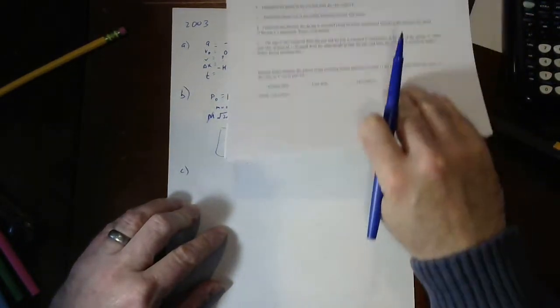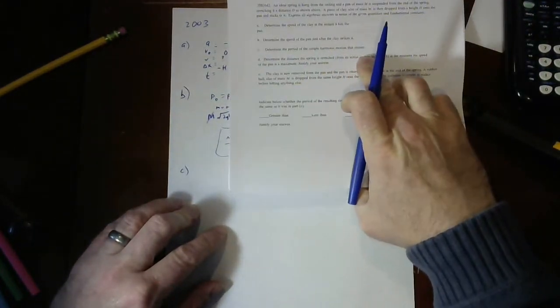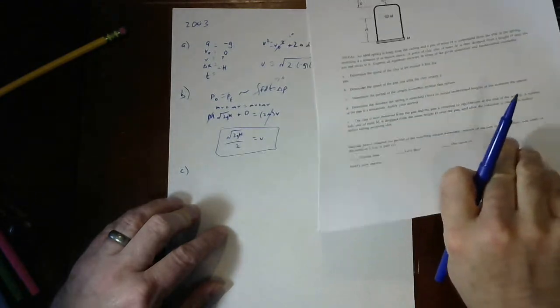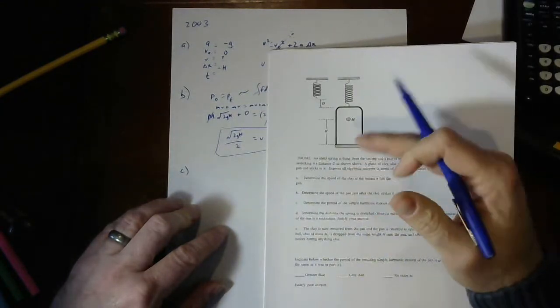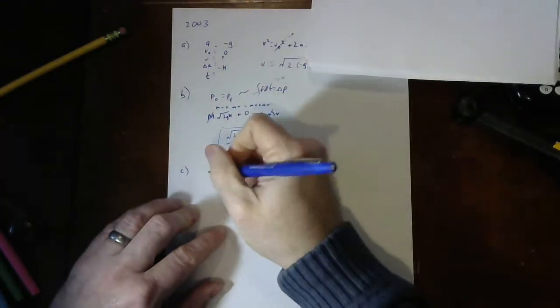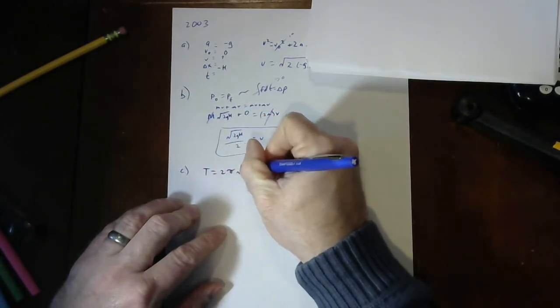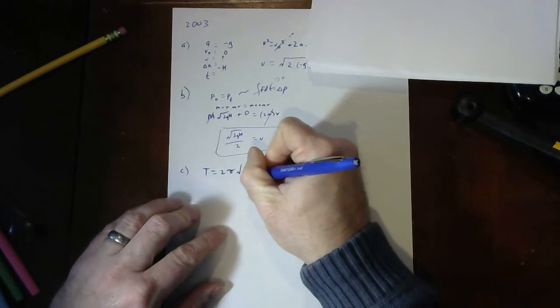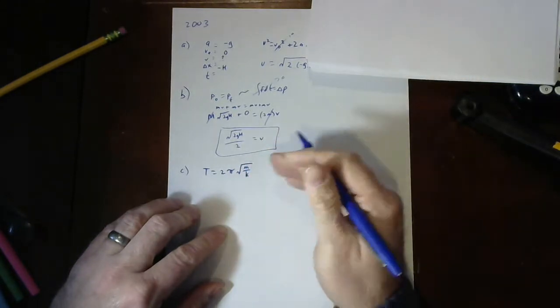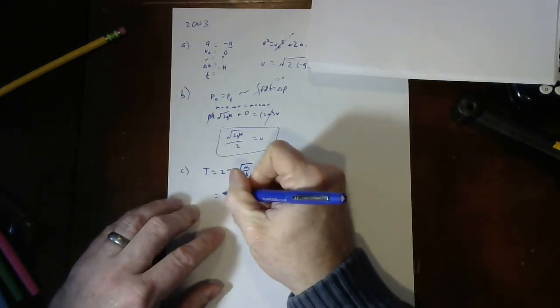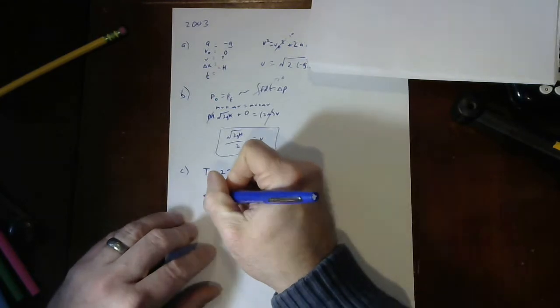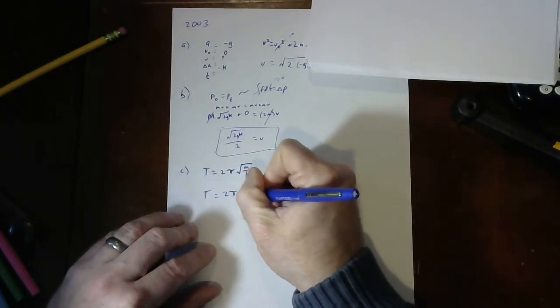Determine the period of the simple harmonic motion that ensues. Well, I recognize this system as a mass on a spring. And so I know the period is 2 pi root m over k, is the general formula. In this case, that period is going to be 2 pi times the root.